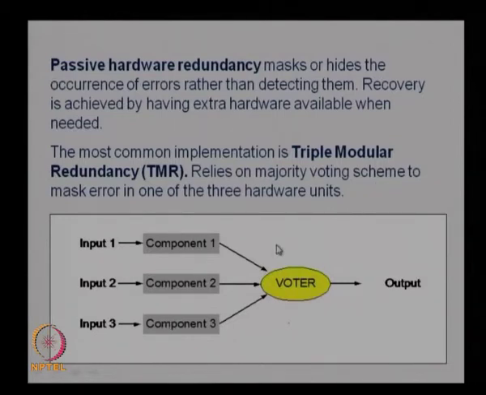The problem here is that you can only mask one error. If there are errors in two of these components, then it will not be able to mask them, and that will be a failure, because all three outputs would be different. If there are two errors in any two of these components, then that error cannot be masked and it will be a failure. That is one problem with the triple modular redundancy, and the other one is about the voter. It is a single voter. If there is a failure in this voter, then again it will fail, so this becomes a single point of failure.